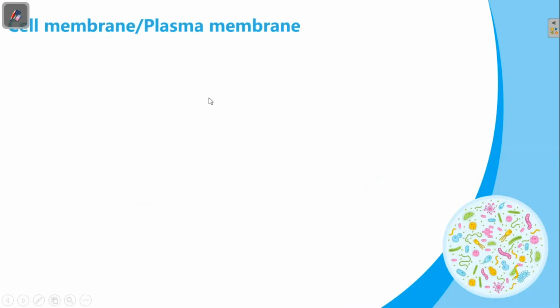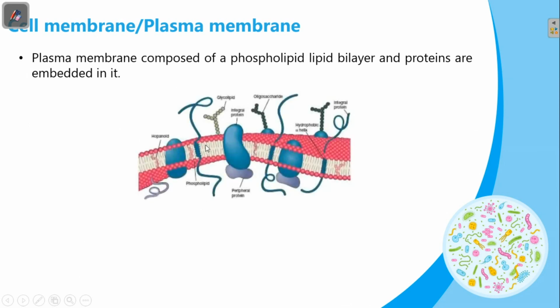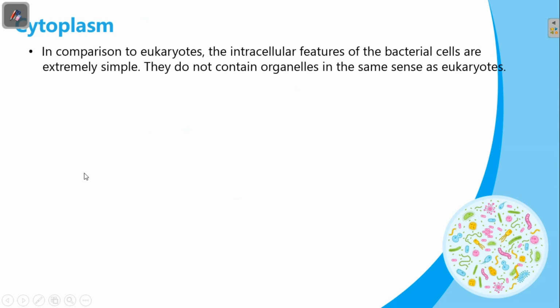Cell membrane. It is also called plasma membrane. The cell membrane is similar to the eukaryotic cell membrane. It is also composed of a phospholipid bilayer, and proteins are also embedded in it. It helps in passage of nutrients into the cell and discharge of waste out. And it is a selectively permeable membrane, meaning it allows only certain molecules. Inside the plasma membrane, a gel-like substance is present, which is called cytoplasm.